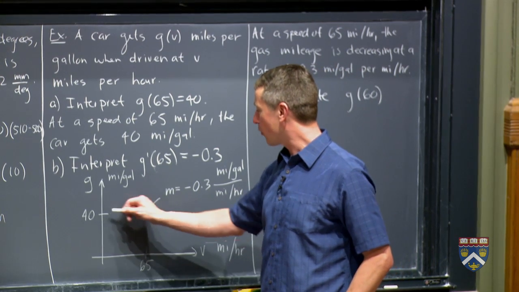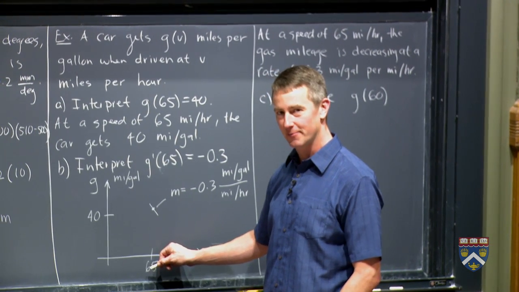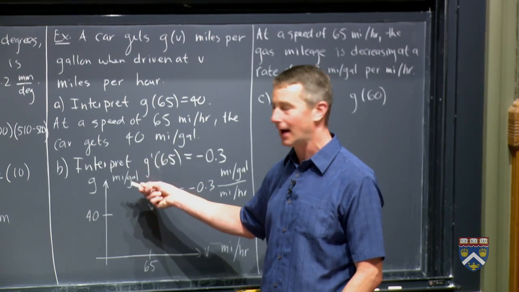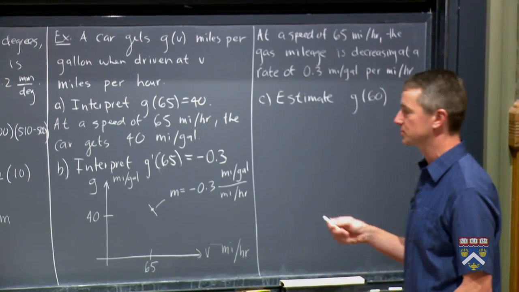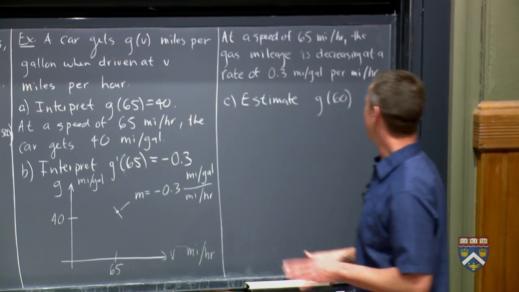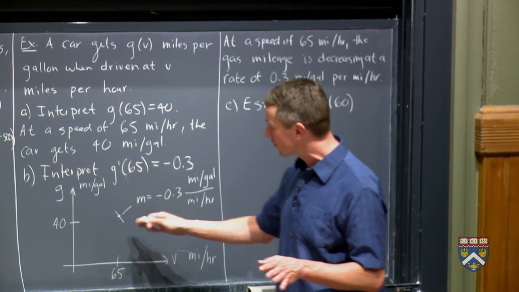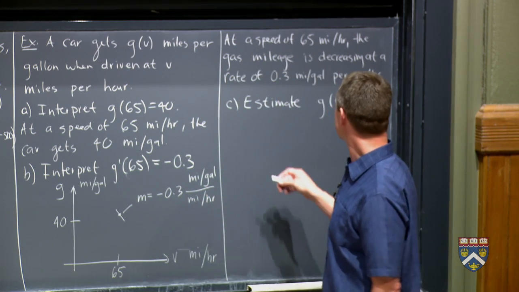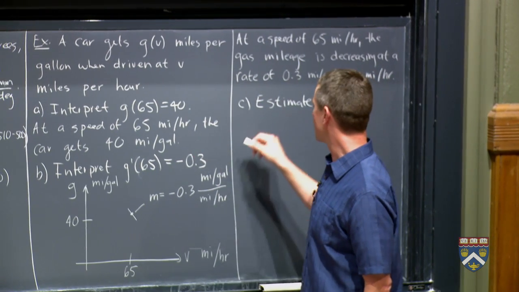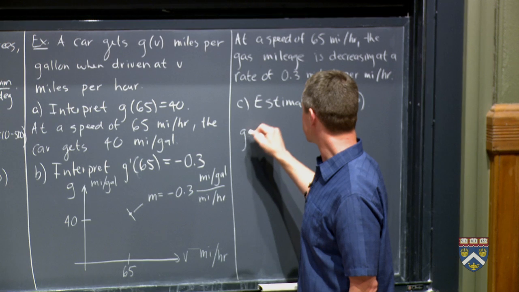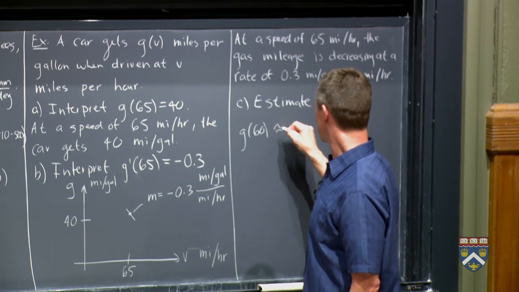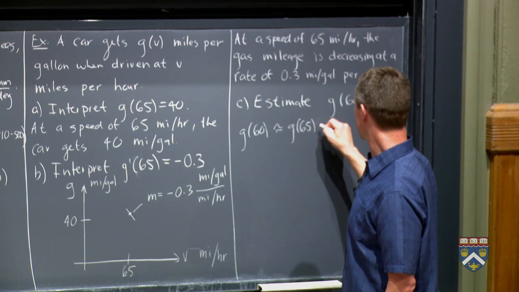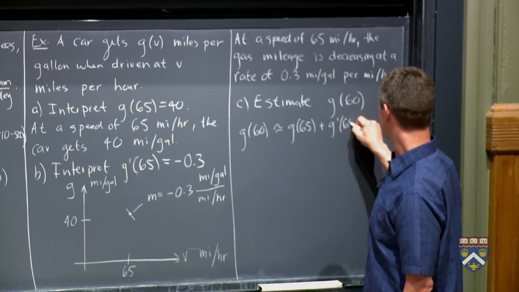So if we're getting 40 miles per gallon when we're driving at 65 miles an hour, if we go back 5, we estimate we'll go up 1.5 to 41.5. So that's what we expect our final answer to be. And again, remember, these are just estimates. We're going to say if the slope stayed the same for those 5 units here. We can't be sure. So if we write this out as a formula like we did over there, we're looking for G of 60. That's approximately what we started with, which was G of 65 plus G prime of 65.